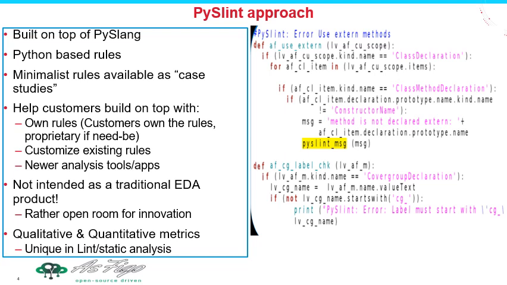However, this is not intended as a traditional electronic design automation tool, as a product. Rather, it's an open room for innovation, and we can build both qualitative and quantitative metrics, which is something unique in the lint space. So again, I'll show you some examples of what we do.